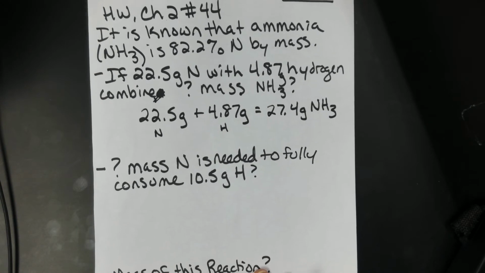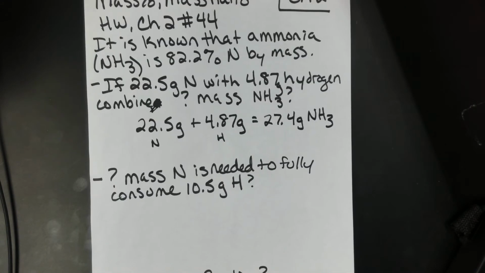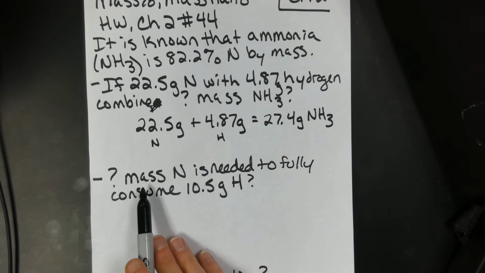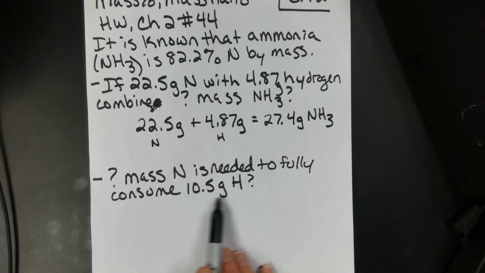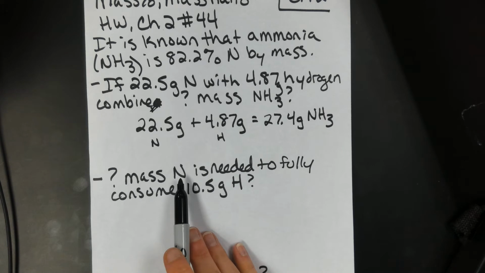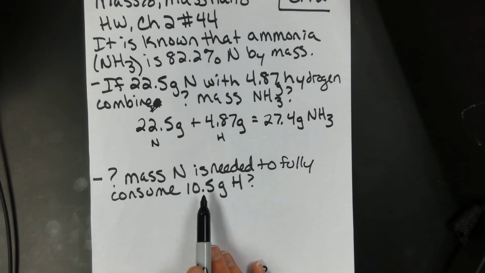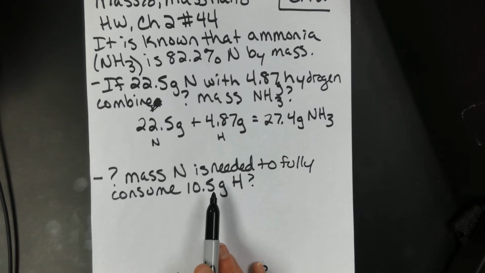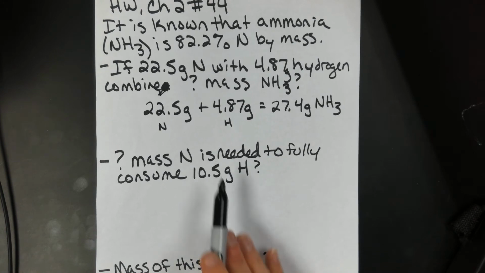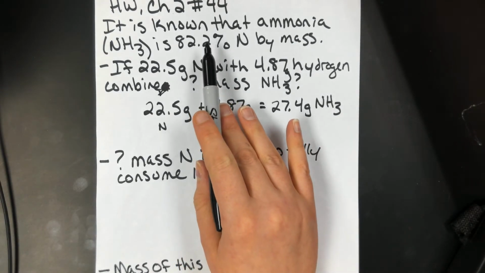The next step here is where we get a little tricky. They give us a mass of hydrogen and they ask how much nitrogen is needed to fully consume, to react completely with 10.5 grams of hydrogen. This is where we use that mass ratio.